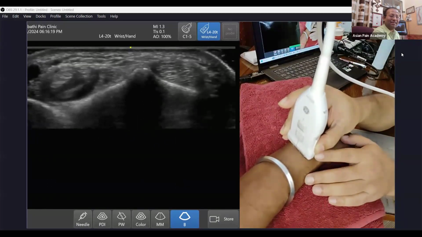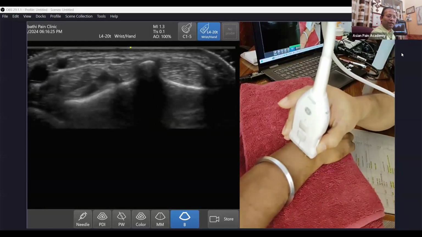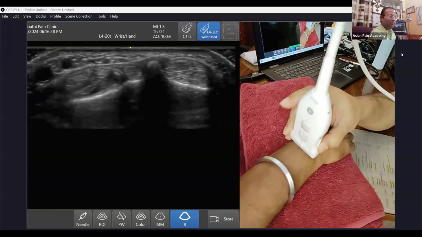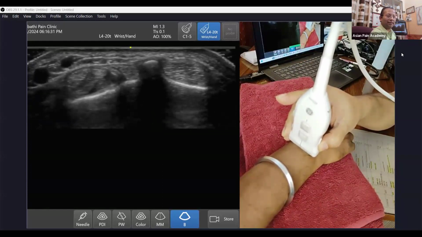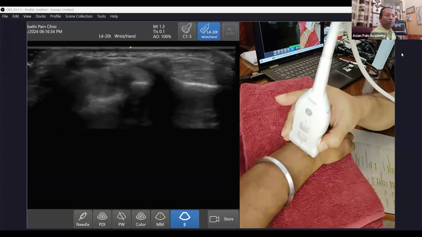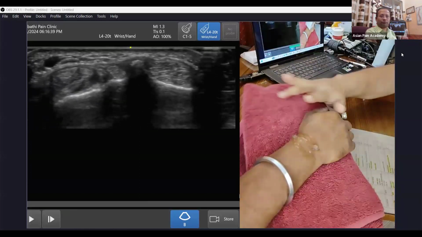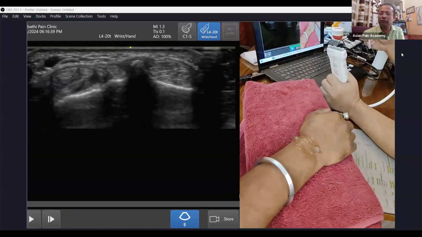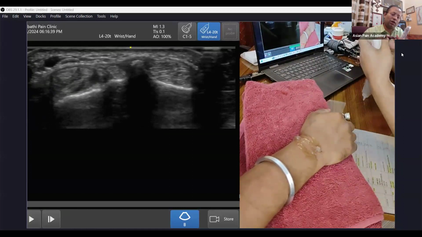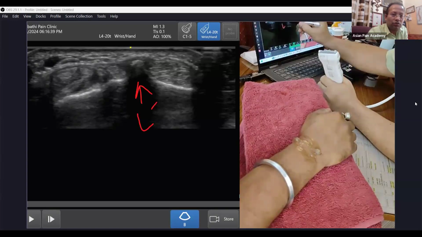So you can see this is the Lister tubercle, where I'm keeping the probe in a short axis manner, in a transverse axis. I'm putting it just over the radius and I can also palpate the Lister tubercle. So when you get the Lister tubercle, let us see what we already know. Okay, so this is the Lister tubercle.